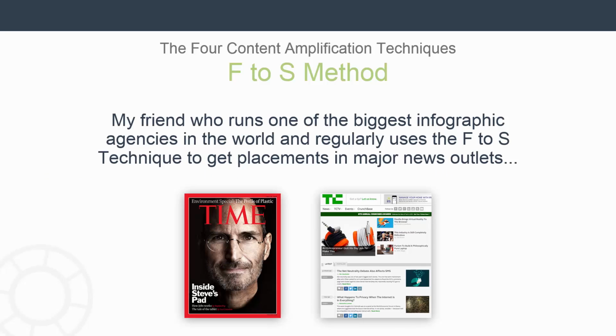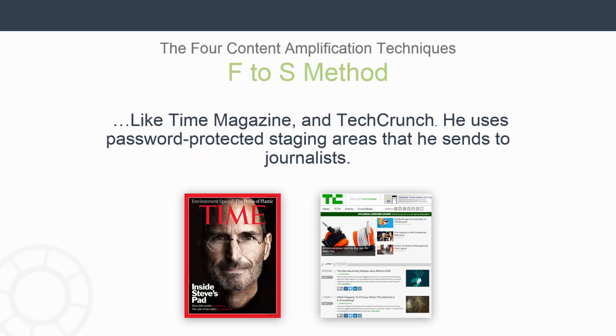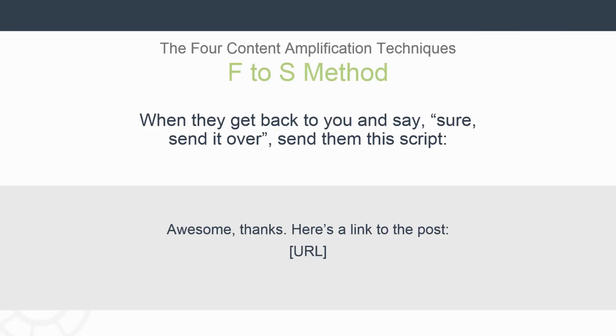Now, my friend who happens to run one of the biggest infographic agencies in the world is the one that really taught me a lot of this particular strategy, and he uses the F to S technique to get placements in major news outlets like Time, TechCrunch, and others. And he uses password-protected staging areas. So he publishes a page on his site that has an infographic, and he sends them a link to the page and the password. You can also do that, but I found the easiest way to do it is just to publish it as a page, not a post, and then set it to no index and just send it to people that you're going to use for the F to S method.